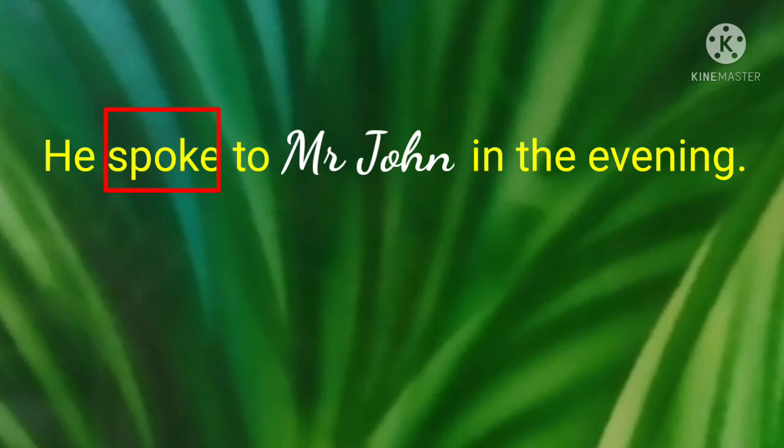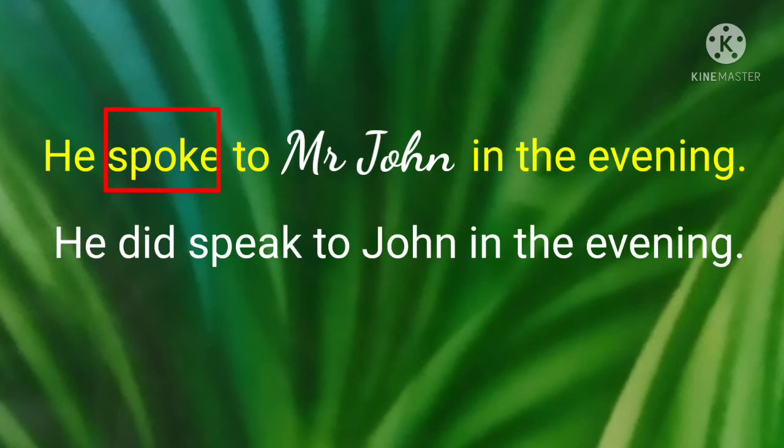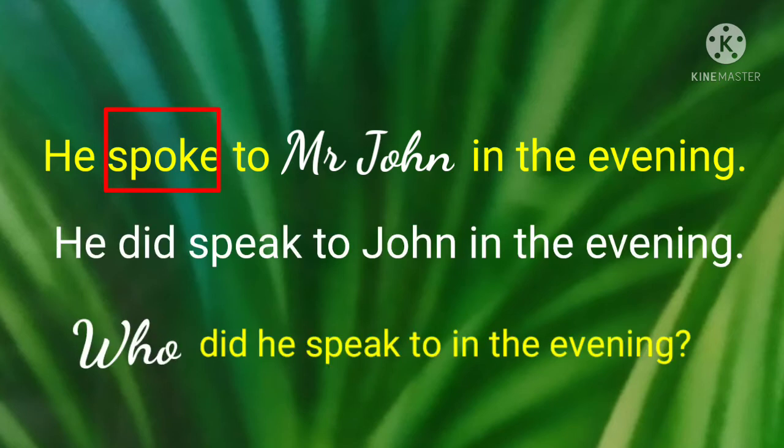He spoke to Mr. John in the evening. Mr. John in italics. We can make a question like this: Who did he speak to in the evening? So here the WH word stands for the object, therefore there must be the inversion of the subject and the auxiliary verb.